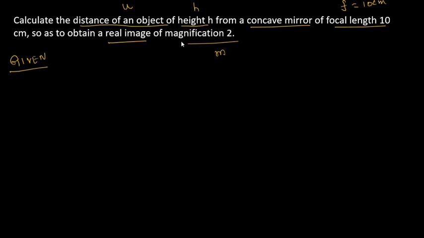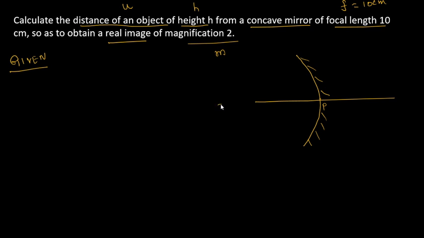Here, magnification. Since it is a concave mirror, the concave mirror can be represented like this, and this is the principal axis and this is the pole P. Now the concave mirror is represented like this. So the shaded area is non-reflecting surface and the curved one is a reflecting surface. That represents the concave mirror.